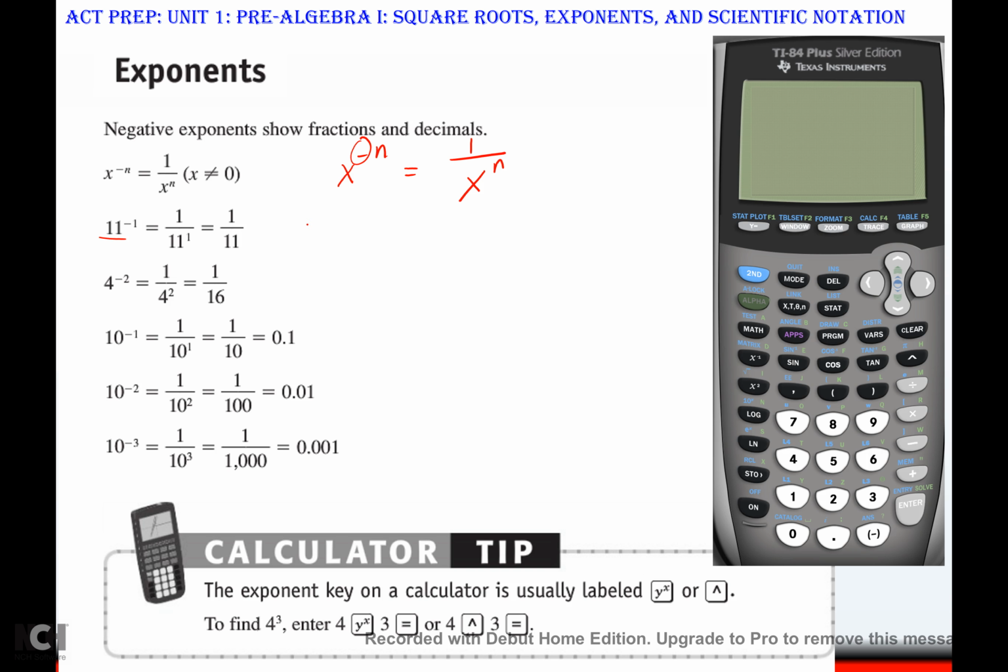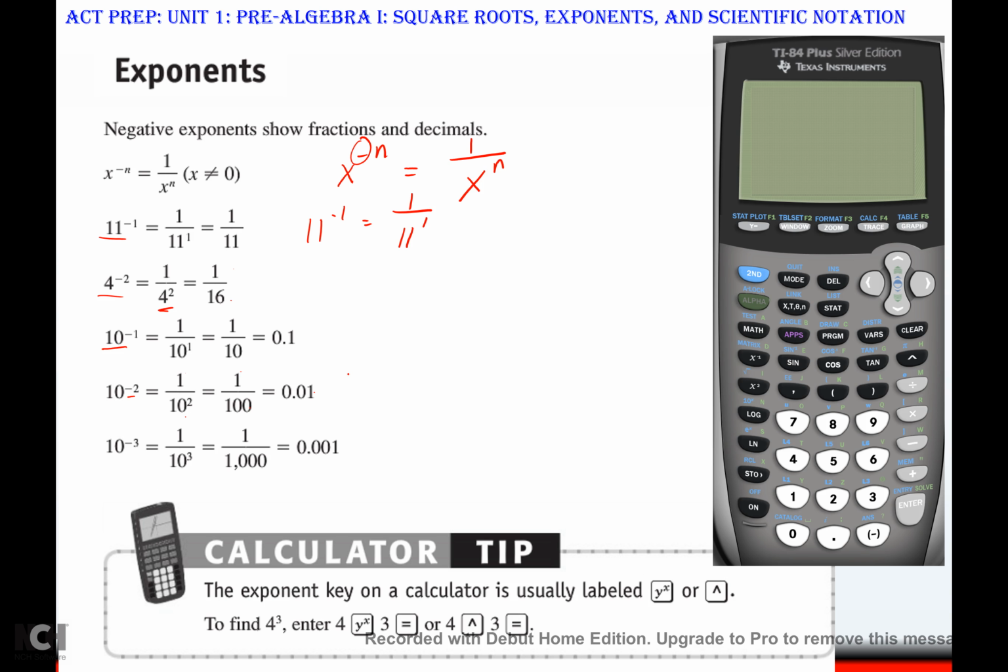So in this example, I have 11 to the negative first. That's going to be 1 over 11 to the first. 4 to the negative 2 is 1 over 4 squared, which is 1 over 16. 10 to the negative first would be 1 over 10 to the positive first, which is 1/10. 10 to the negative second would be 1 over 10 squared, which is 1 over 100, which would be 0.01 as a decimal, and so on and so forth.